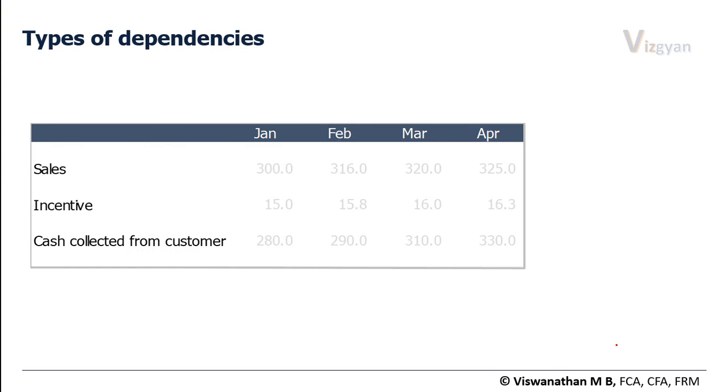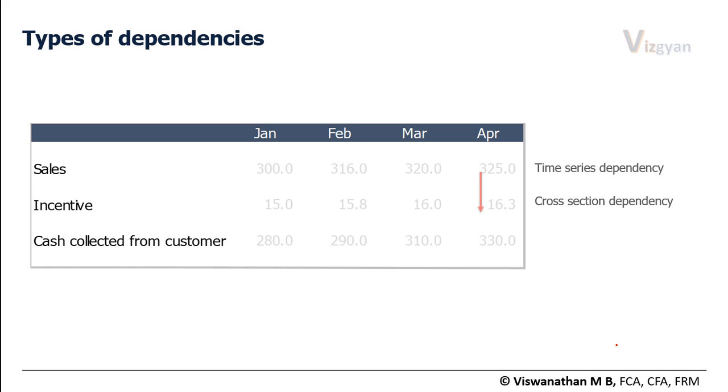Talking from a financial model perspective, again, to give you examples of these three things, let's look at the sales. If I see a trend in sales and it's increasing serially month on month, then I know that this is a time series variable. On the other hand, the incentive I pay to my sales team depends on the sales I have done in that particular period. So this is an example of a cross-section dependency.